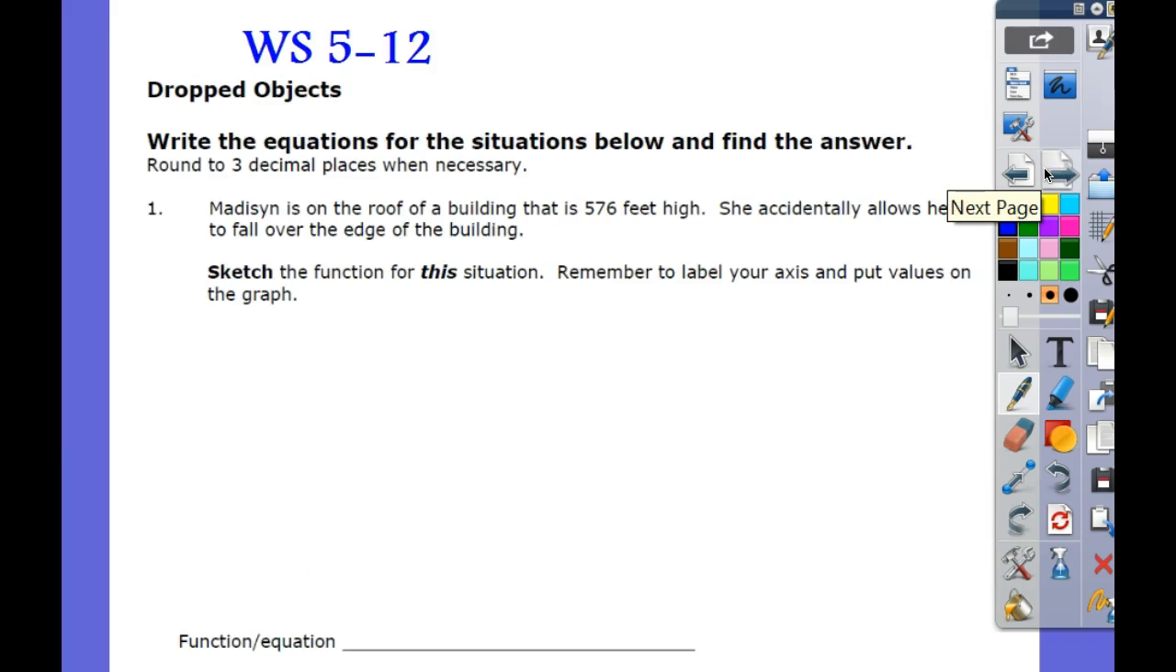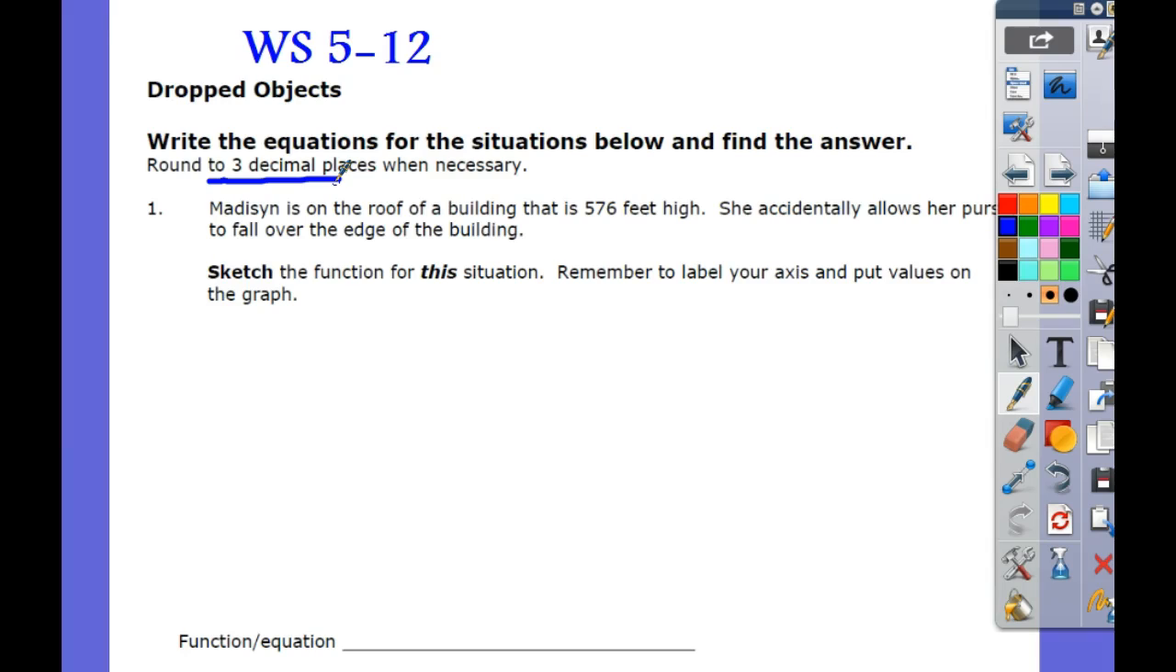The rest of the notes we're going to do tomorrow. So right now we're going to switch over to your homework paper. On your homework paper, please notice it tells us how we're going to round our decimals. And so Madison is on the roof of a building that is 576 feet high, and she accidentally drops her purse.